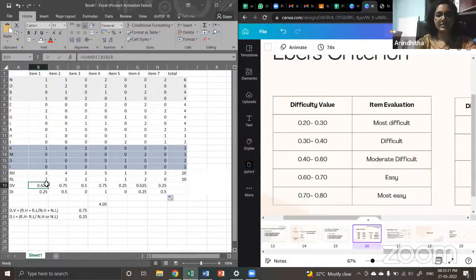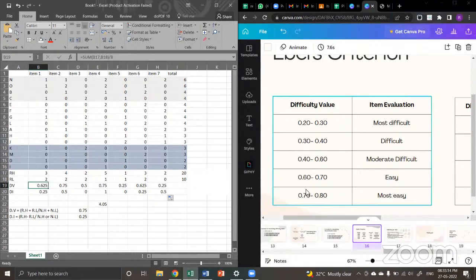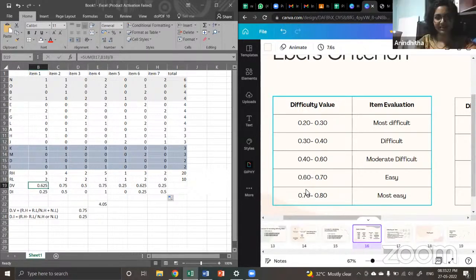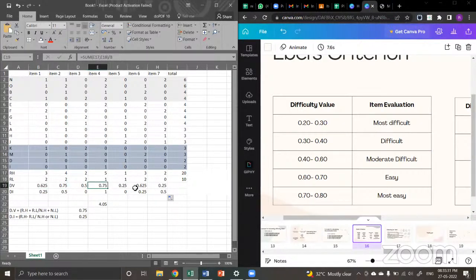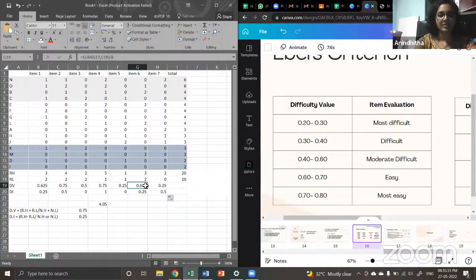Column F and H, all of them are on easy or most easy, right? So here, if we look at this 6.25, this 7.5, 7.5 again, 6.25 again, all of these three, our item number 6, item number 4, item number 2 and 1 are all coming towards the easy category. And one of them is even most easy. Item number 2 is most easy. So that is our interpretation.